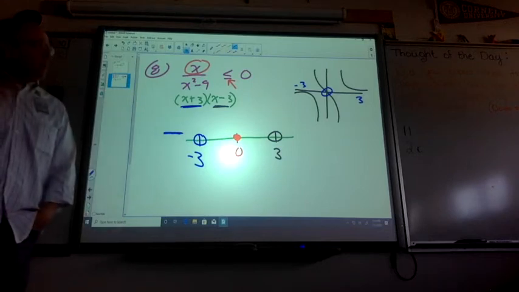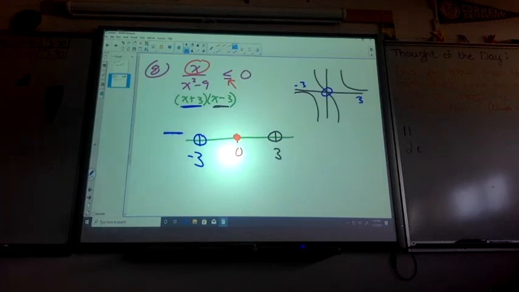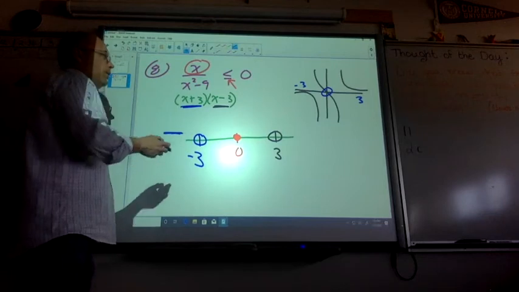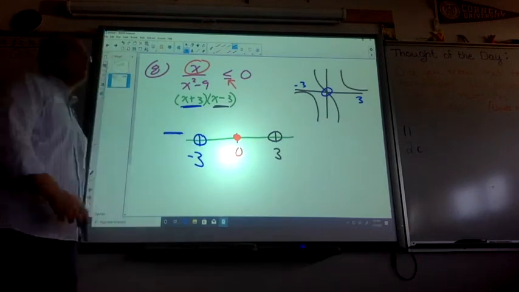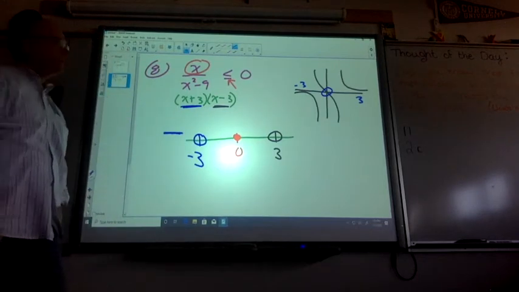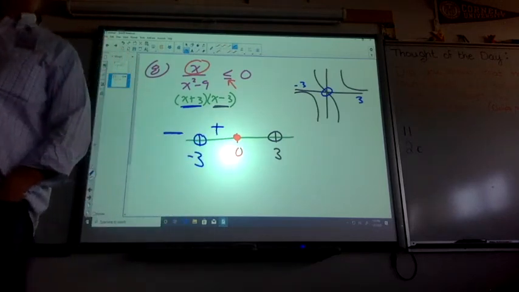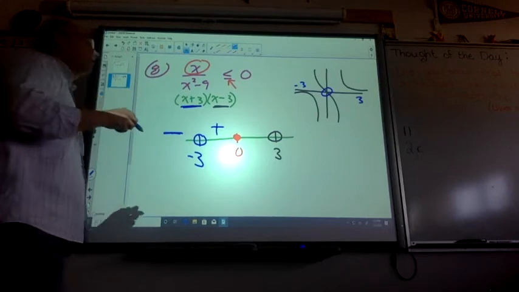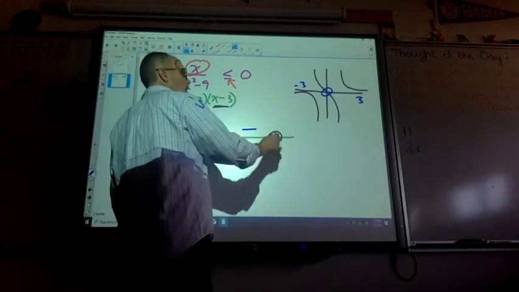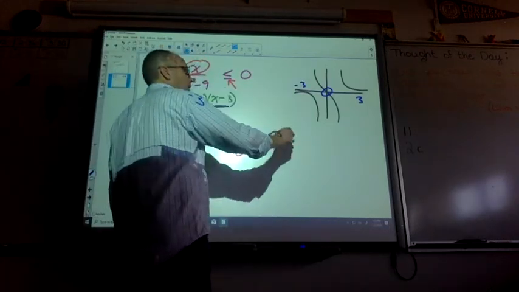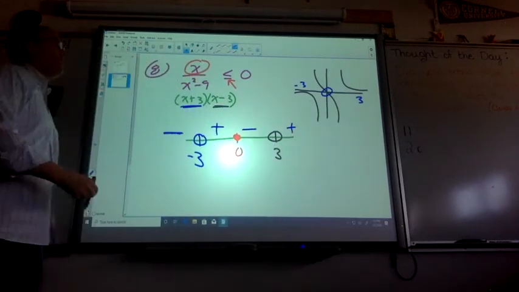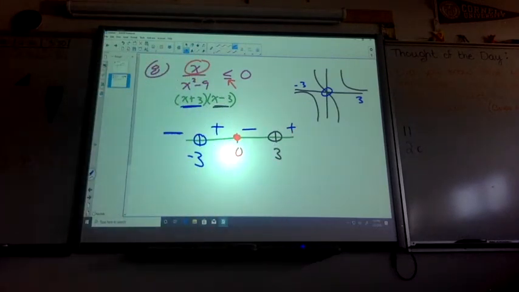Now between -3 and 0, what's it doing? Is it above or below the x-axis? Between -3 and 0, above or below? Below. Look at my graph. Above. It's positive here. Between 0 and 3, is it above or below? Below, and then on the right side of 3, it's all above it. Okay, so that's kind of what our sign line's looking like right now.